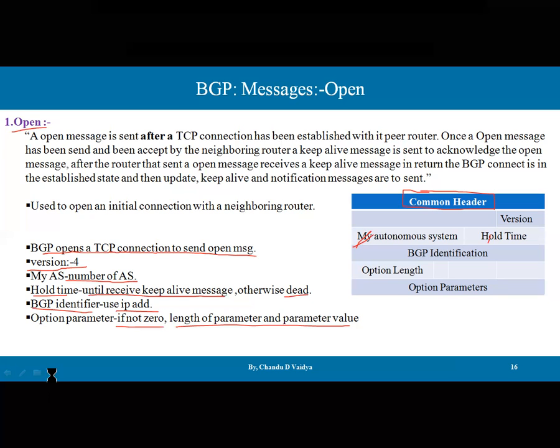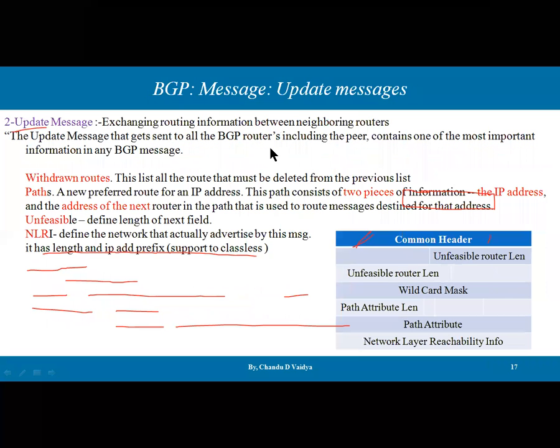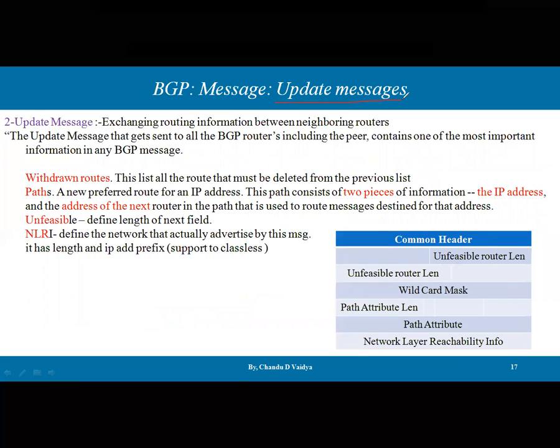Okay, then go to the next slide, and this is the next message, that is the update message. Now the meaning of this update message is to exchange the routing information between neighbor routers, let's say R1 and R2. Once the open message is done and the setup is done, the exchange can take place only with the help of the update message. Okay, because updating is very important to take a decision.